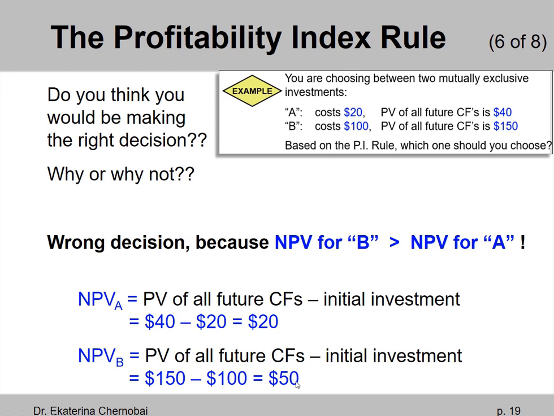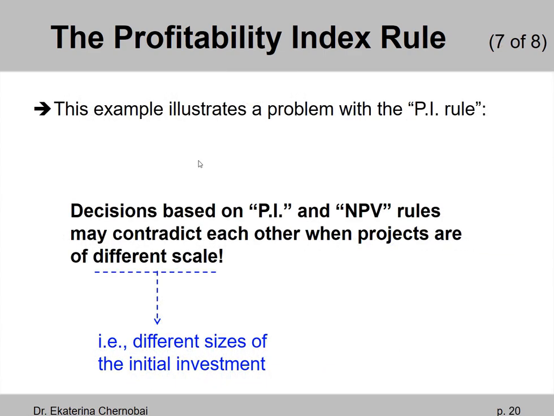So which project has a higher net present value? It's project B, right? You will make $50 if you accept project B, as opposed to making only $20 if you chose to go with project A. So in this example, we have a disagreement between the Profitability Index approach and the Net Present Value approach. The two approaches recommend that we accept the opposite investment opportunities, right? And this may or may not be the case actually.